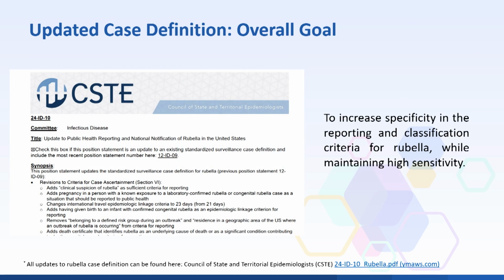To increase specificity in the reporting and classification criteria for rubella, while maintaining high sensitivity, the case definition for rubella was updated at the June 2024 CST conference. This training will provide a summary of the major updates to the case classification criteria for rubella. A full account of the updates to the rubella case definition can be found on the CST website, linked on this slide.